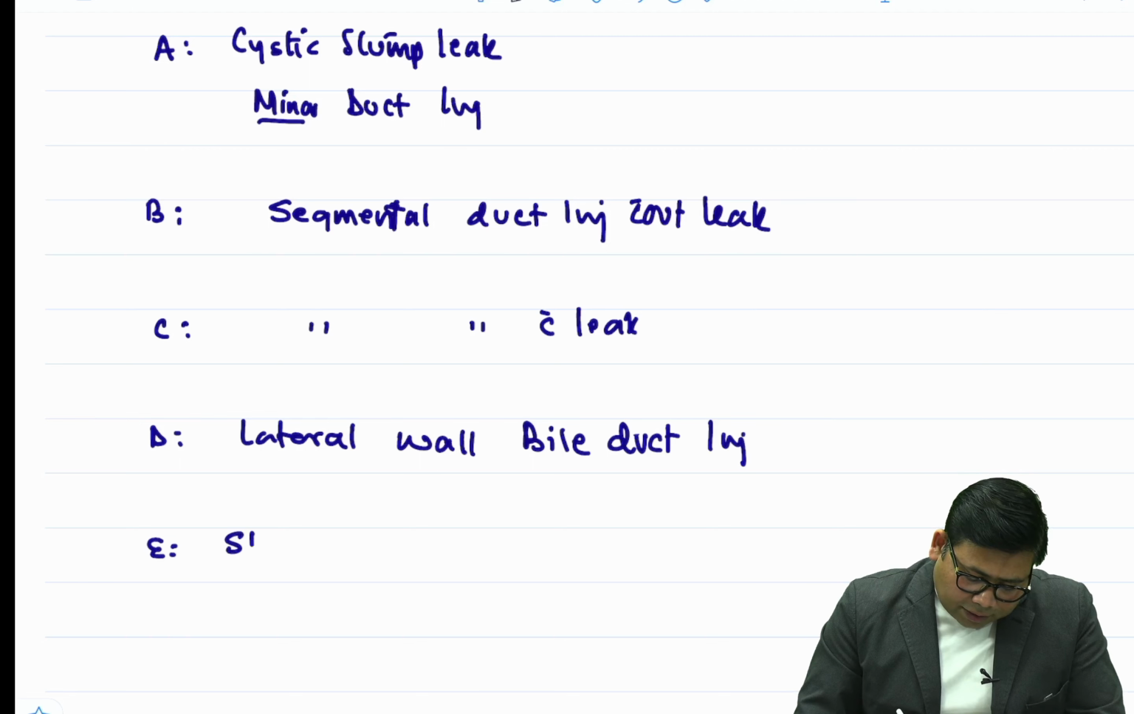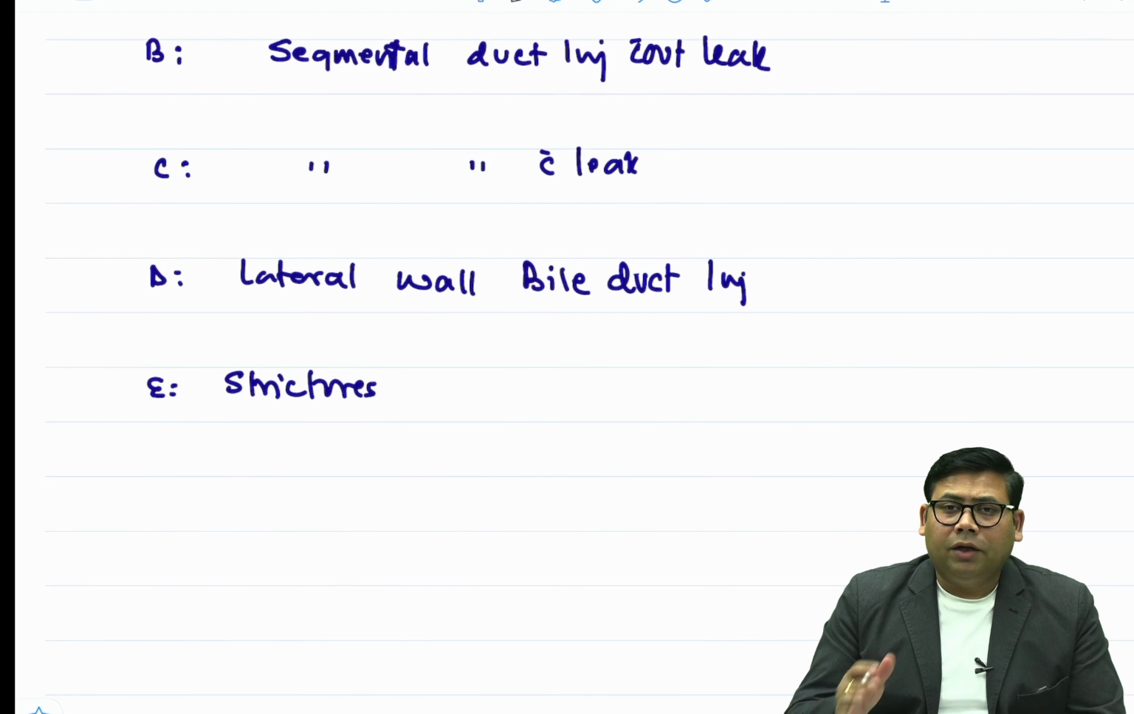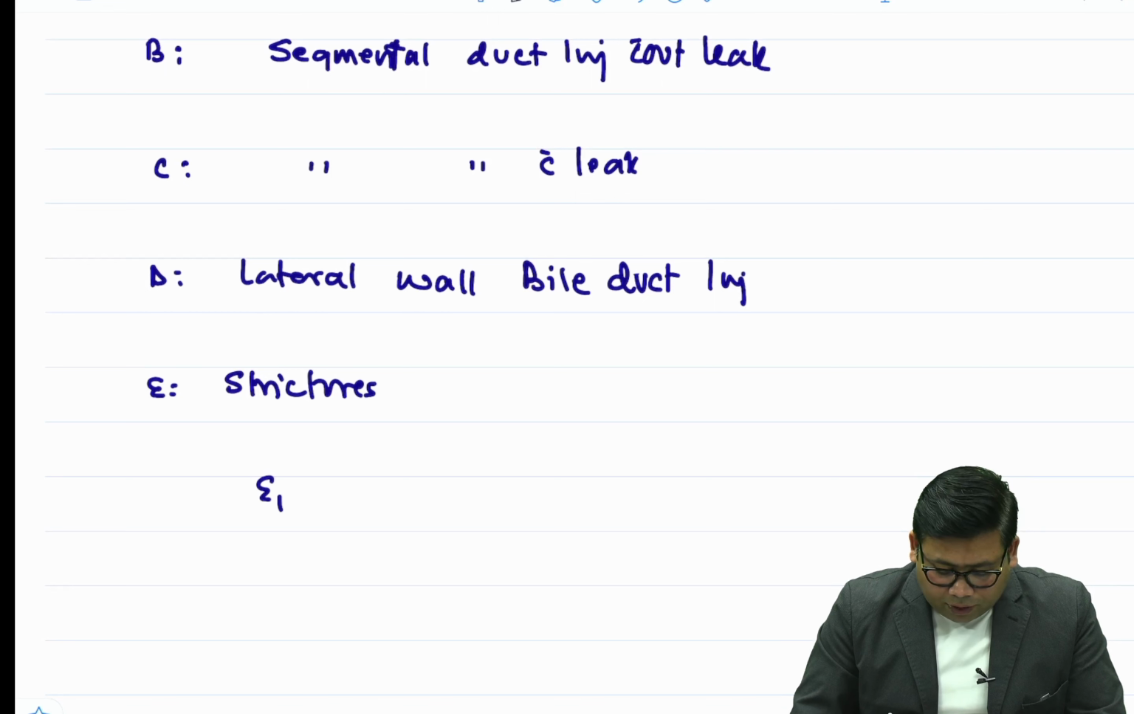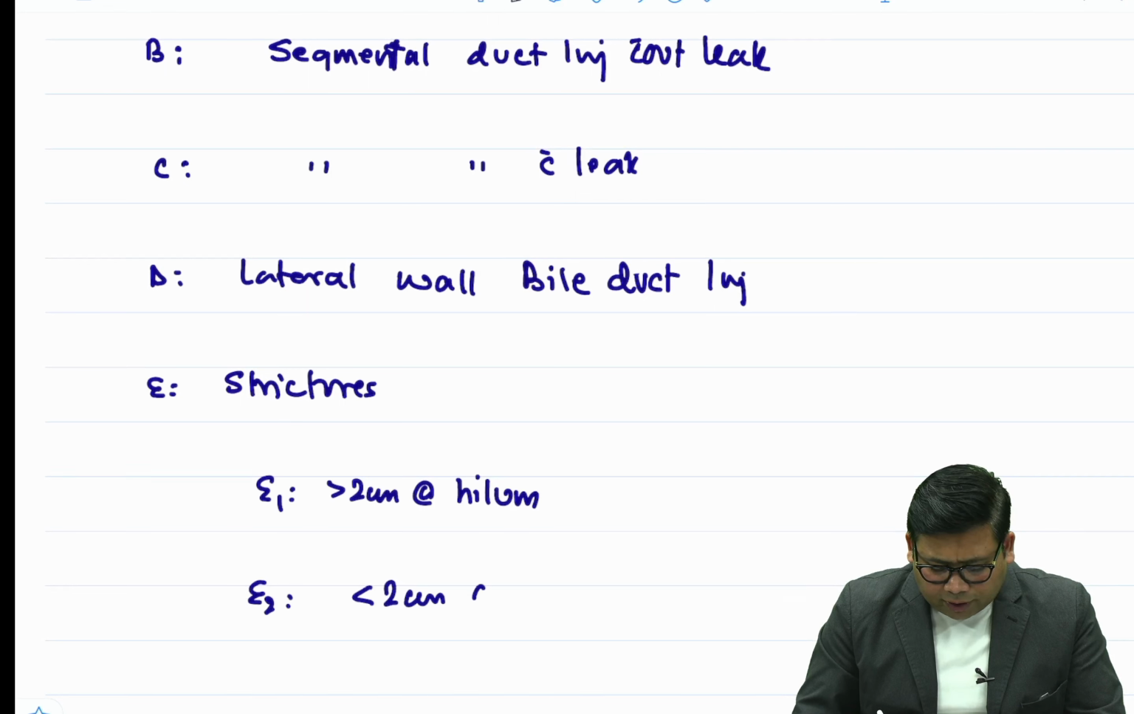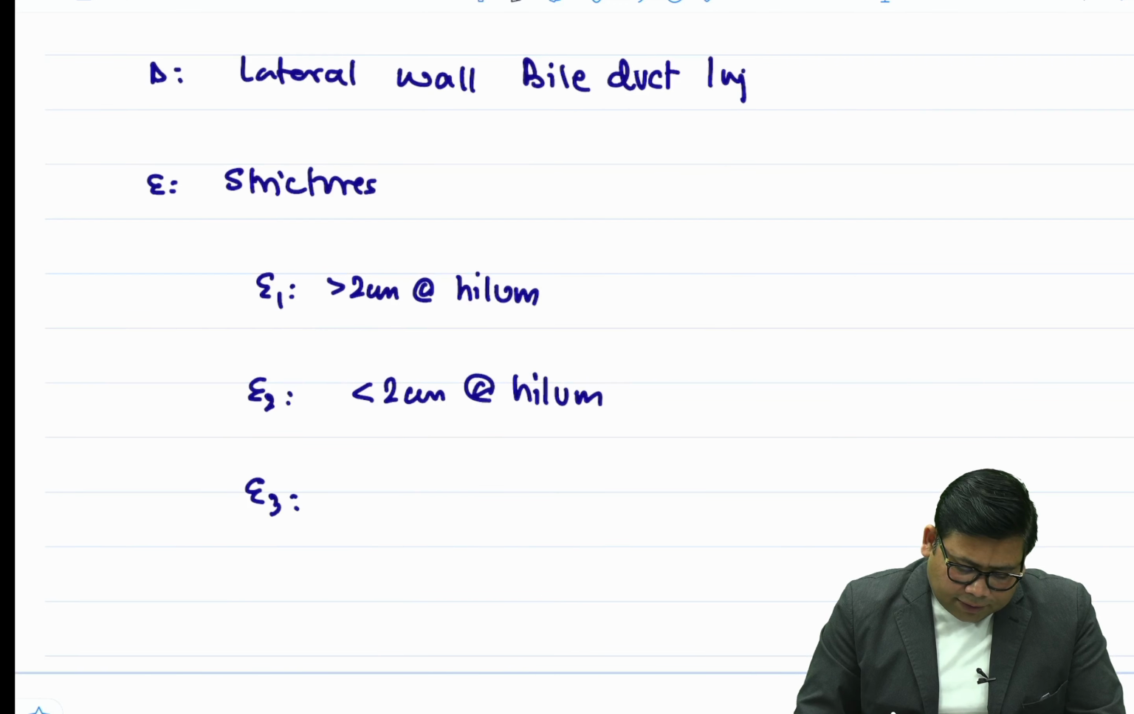Type E is nothing but strictures, and when we talk about strictures, we should know E1, E2, E3, E4, E5. E1 is strictures more than 2 cm from the hilum. E2 is defined as stricture less than 2 cm from the hilum. Then E3 is defined as stricture at the level of the hilum.